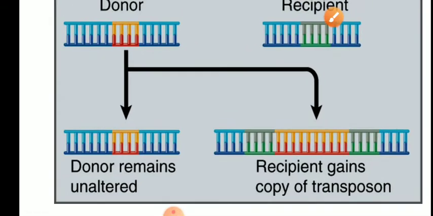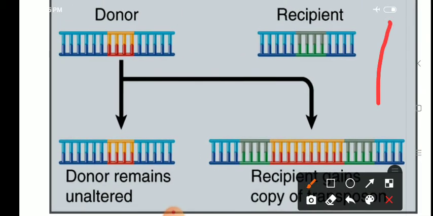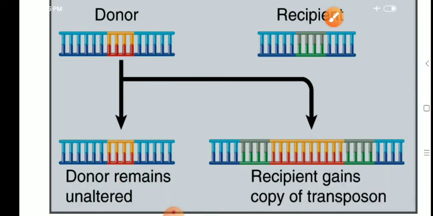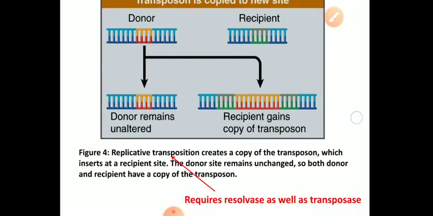Now, this is a kind of replicative mode. The donor remains unaltered. The transposon makes a copy of itself and the copy is inserted at the target site. The donor DNA, the transposon or insertion sequence, makes a copy of itself and the copy gets integrated at the new site, but the donor remains unaltered and the recipient gains a copy of the transposon.